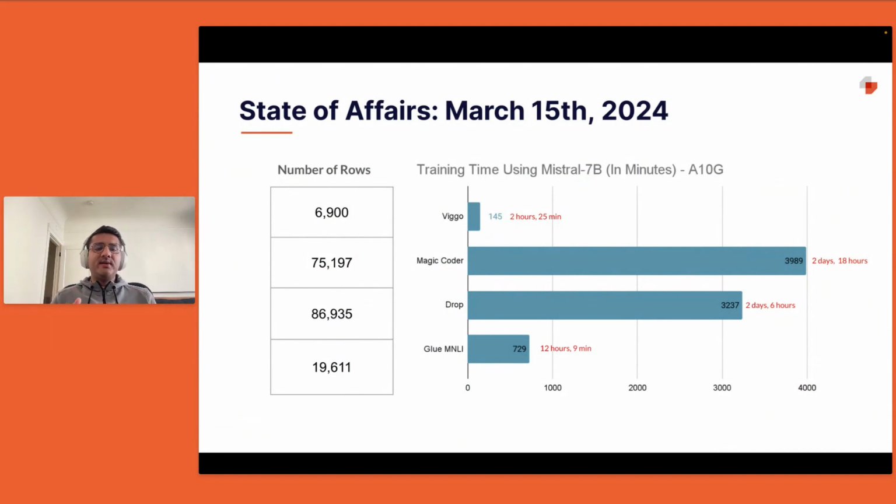And so we decided the best way to go from here to the future end state, which is fine-tuning that feels really fast, is to follow a 2-step process.